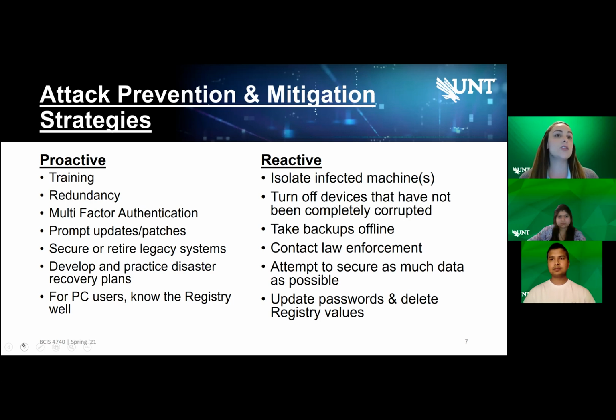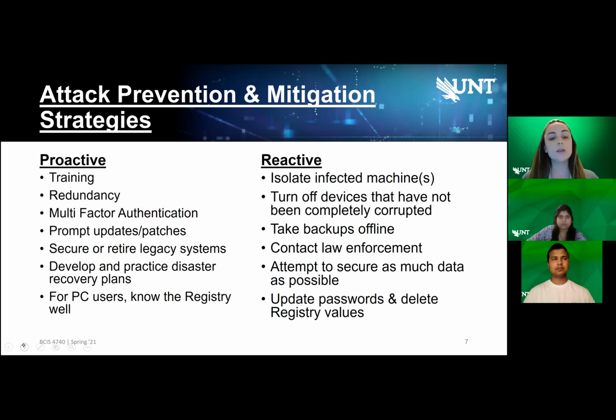The next is to just make it harder to get in. The FBI recommends multi-factor authentication, prompt updates and patches, and where feasible, they recommend that organizations secure or retire legacy systems. Possibly most important is that organizations should develop and practice disaster recovery plans. These are incredibly detailed plans, so it's important that the results of these plans be put to the test, practiced in low stress environments to make sure that all of the procedures are sound.